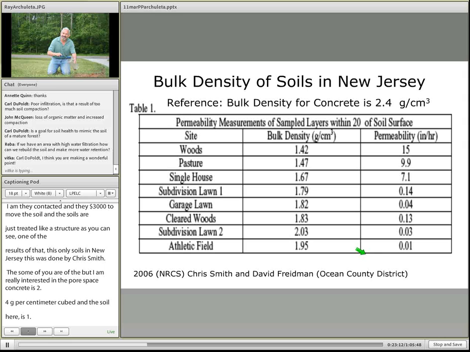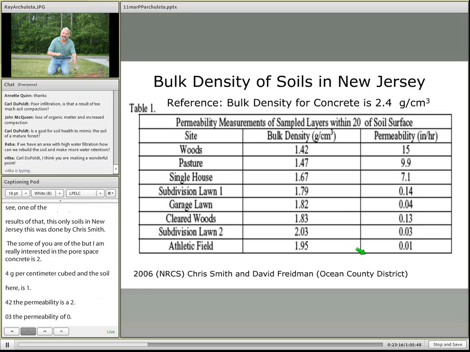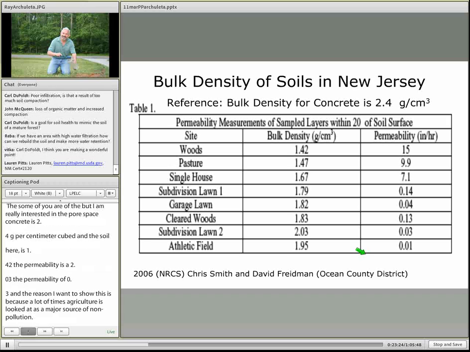The reason I want to show this is because a lot of times agriculture is looked at as the major source of non-pollution. But can you imagine there's a lot of people out there, urbanites, applying Miracle-Gro to green concrete. As you can see, the bulk density of that is horrific. And look at the football fields, 1.95.